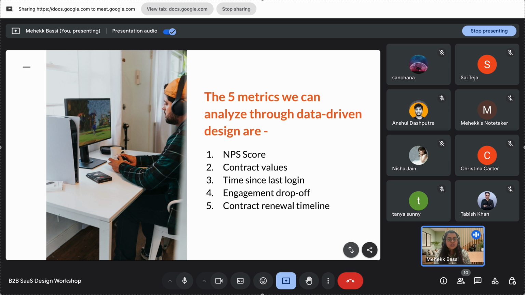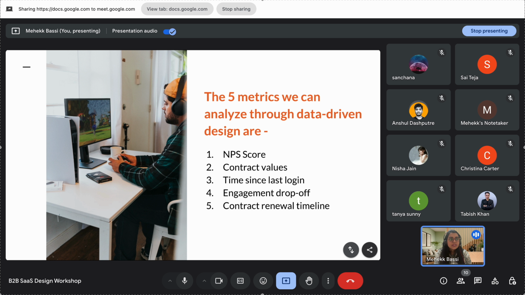So if you have ever conducted any surveys, you may already know about Net Promoter Score, which tells you about the satisfaction level of your users. The second one is contract values. So it's another metric in B2B enterprise, the companies mostly. Contract value is of a high importance. So it tells you about how expensive a client is. So if they have an annual contract value, ACV, of like $1 million, that means that client is paying $1 million to your company annually for the services that you're providing.